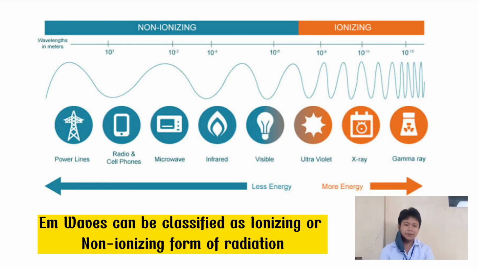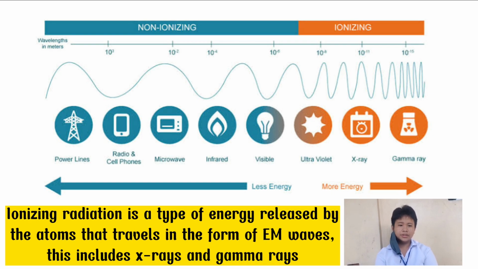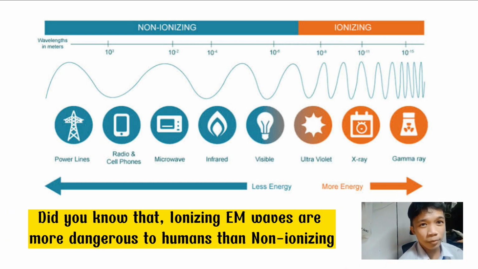EM waves can be classified as ionizing or non-ionizing radiation. Non-ionizing radiation is the part of the electromagnetic spectrum where there is insufficient energy to cause ionization. This includes radio waves, microwaves, infrared, visible light, and ultraviolet. While in ionizing radiation, this type of energy is released by atoms and travels in the form of electromagnetic waves. This includes X-rays and gamma rays. Did you know that ionizing EM waves are more dangerous to humans than non-ionizing?